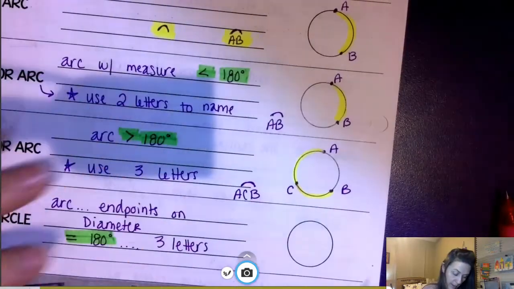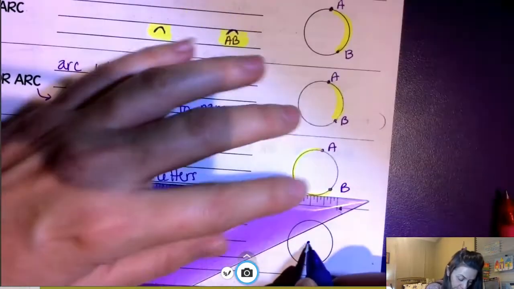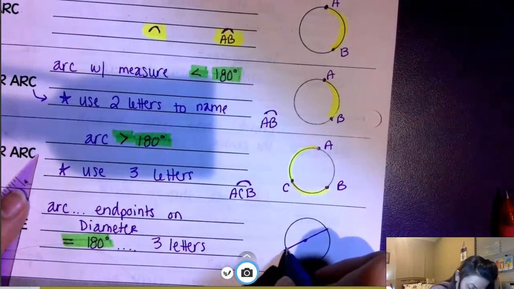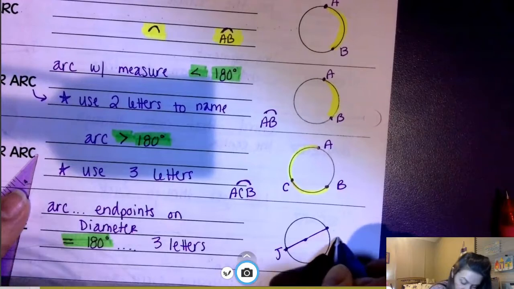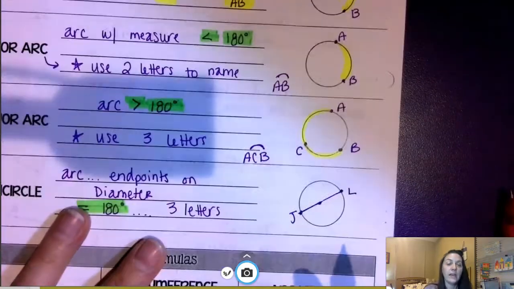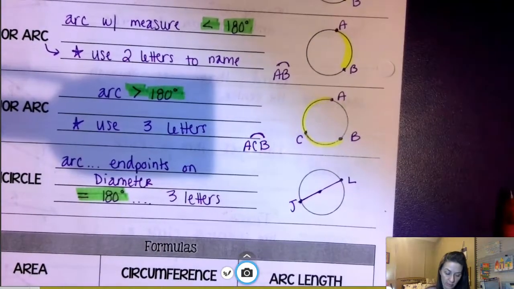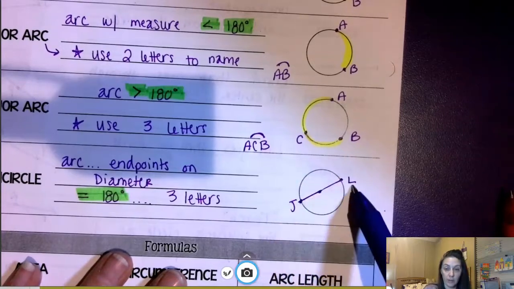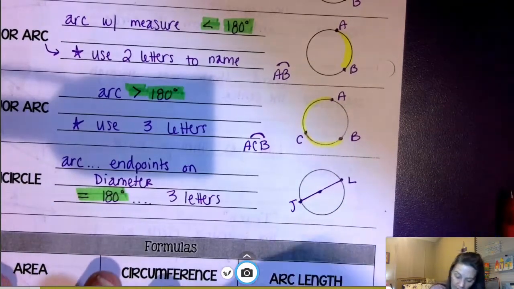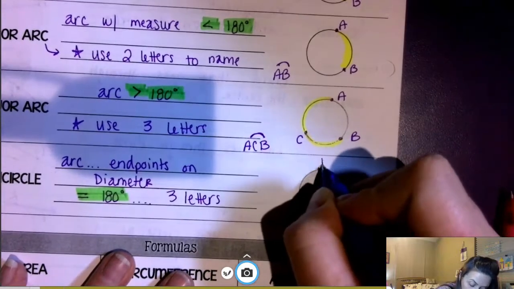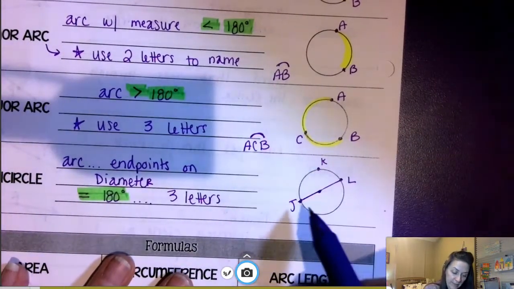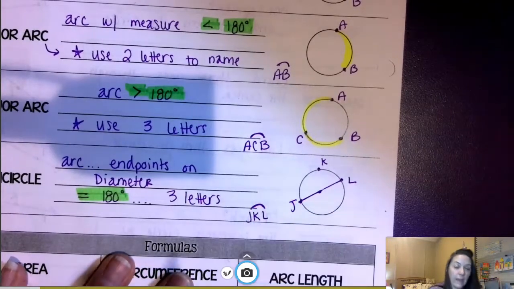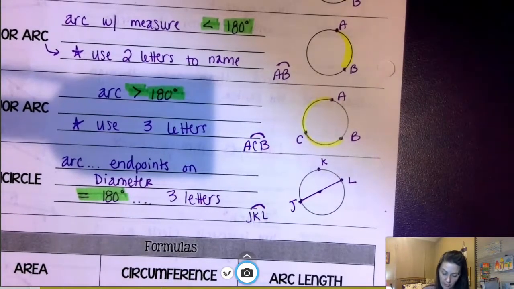So let's say we have a center here. And I tell you this point over here is J, this point over here is L. If I tell you to name the semicircle, how do you know if you name it JL up top or JL down below? You don't really know. I have to give you a way. So if there is a third letter, I could say JKL, and that forces you to go the direction I wanted you to go.